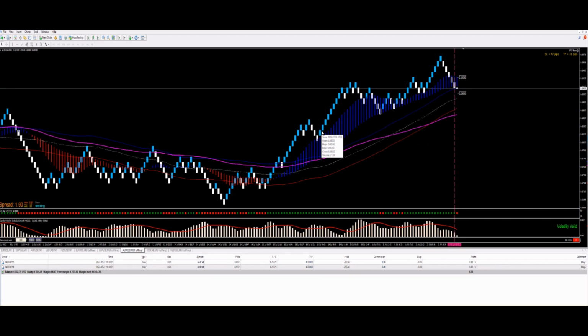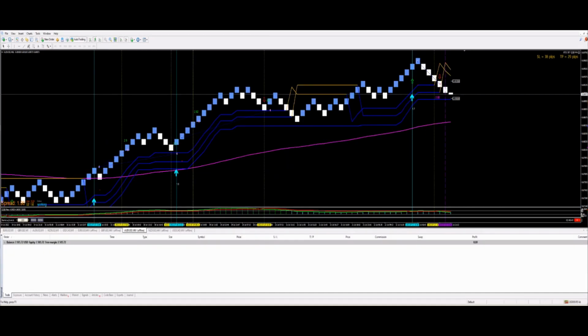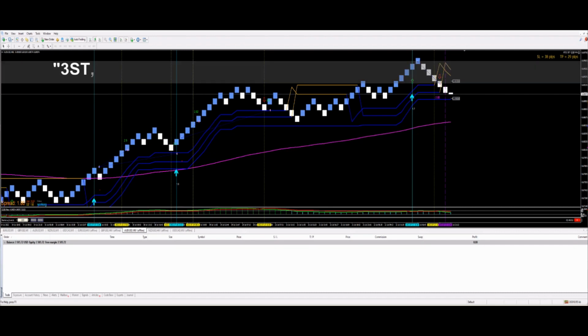But what I really want to show you is a couple of other systems that I've been working with, and they're pretty cool, and I'm really excited about them. Okay, so here is another concept. I call this one the 3 super trend or 3ST QQE moving average.